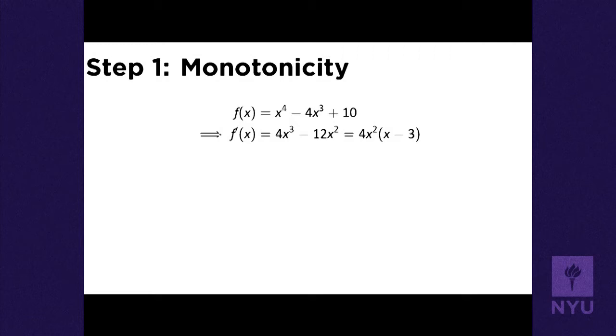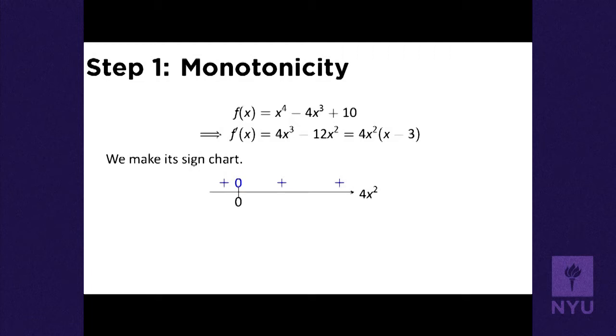Okay. So let's make a sign chart. I'll make one for 4x squared. Now, if x is negative, 4x squared is positive. If x is 0, 4x squared is 0. And if x is positive, 4x squared is positive. So that's my sign chart for the one factor, 4x squared.